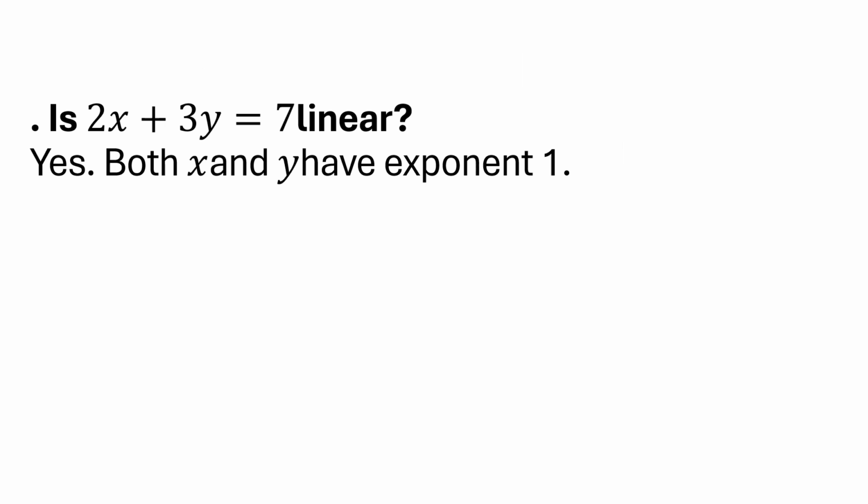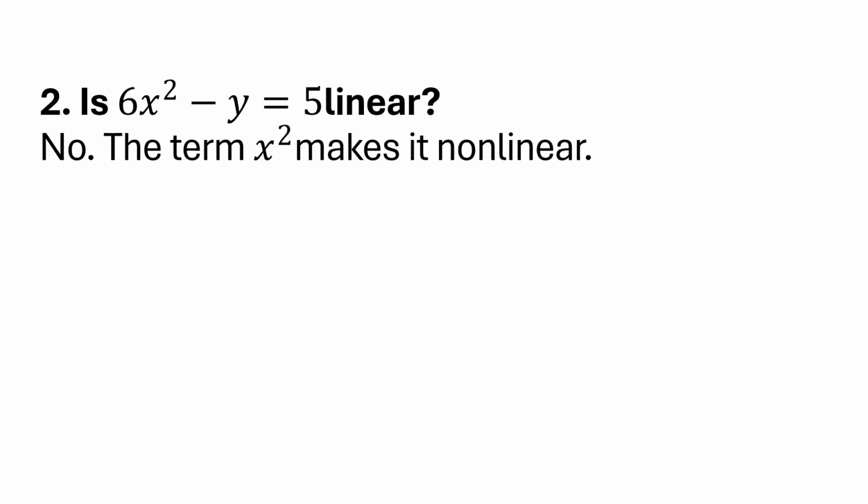This equation is linear because the variables are only to the first power. There are no squares, square roots, or products of variables. This equation is not linear because x is squared. A linear equation cannot have a variable raised to the second power.